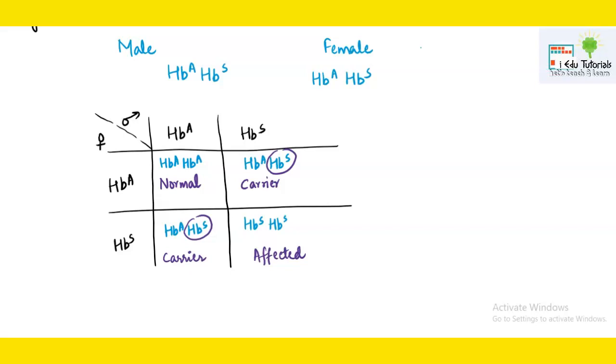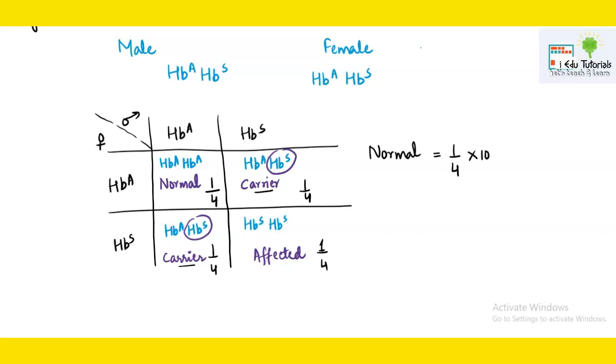So every individual has a probability of 1 by 4 because we have 4 individuals in total, of which normal 1 by 4 means 1 out of 4 individuals is normal. Carrier here means 1 out of 4 is carrier. Carrier again here means the same thing, and affected individual is 1 out of 4. In the question they have asked us the probability of normal offspring. So the probability of normal offspring in fraction is 1 by 4.